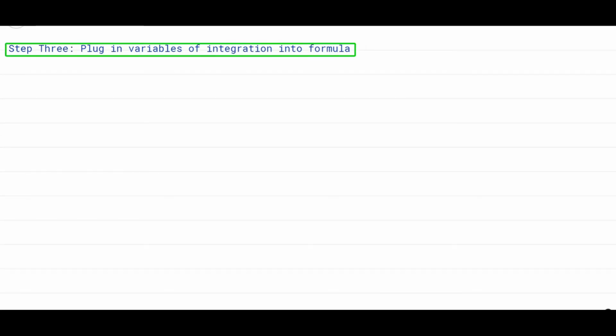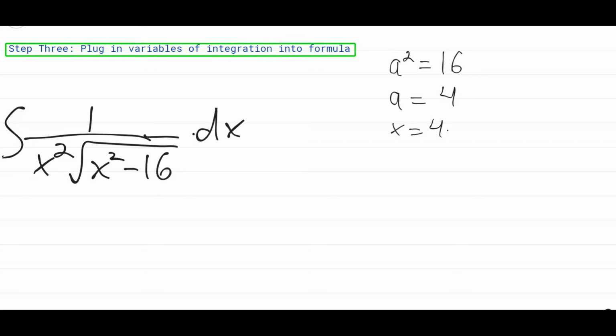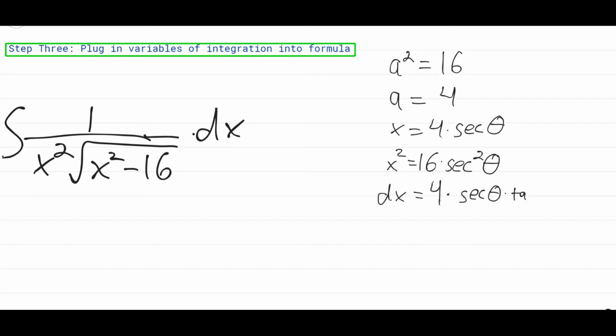Now in step 3, we're going to plug these variables of integration into the formula. The original formula that was given to us was the integral of 1 over x squared times the square root of x squared minus 16, times dx. Again, the variables of integration that we had were a equals 4, a squared equals 16, x equals 4 secant theta, x squared equals 16 secant squared theta, and dx equals 4 times secant theta times tangent theta times d theta. We're going to simply plug these into the formula.